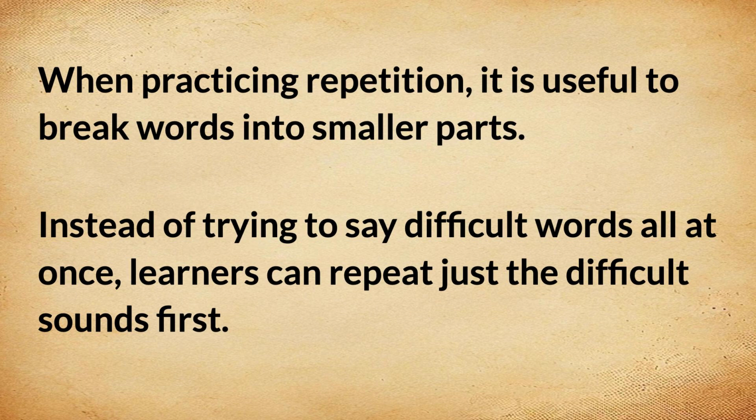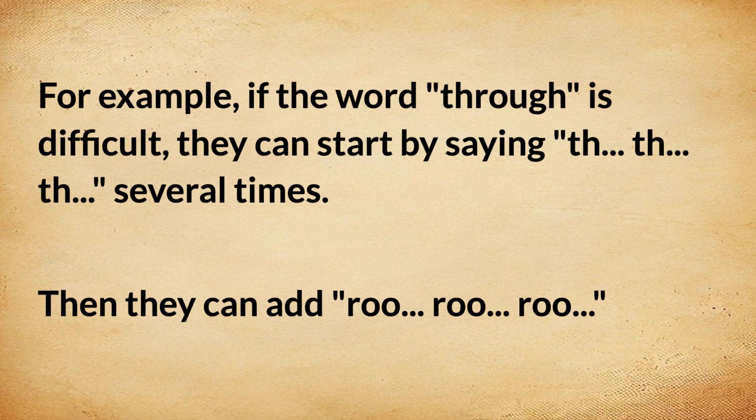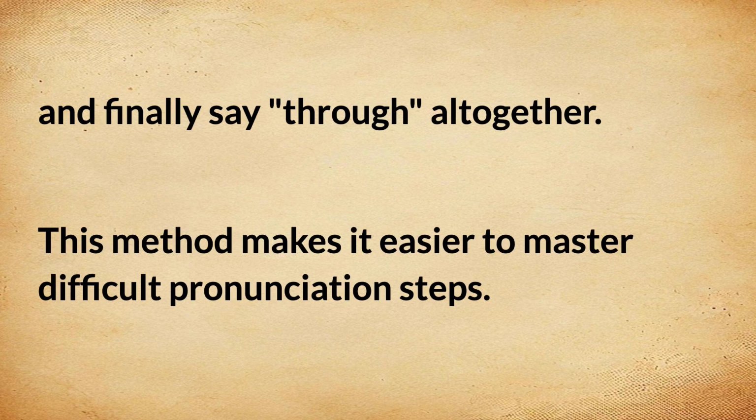When practicing repetition, it is useful to break words into smaller parts. Instead of trying to say difficult words all at once, learners can repeat just the difficult sounds first. For example, if the word through is difficult, they can start by saying th, th, th several times. Then they can add ru, ru, ru, and finally say through all together. This method makes it easier to master difficult pronunciation steps.